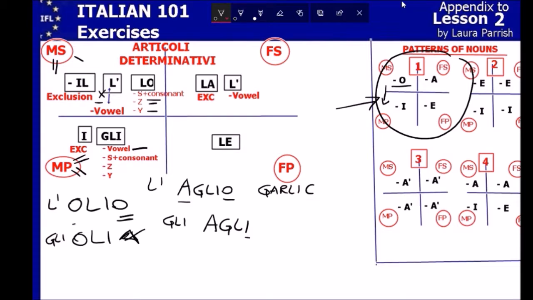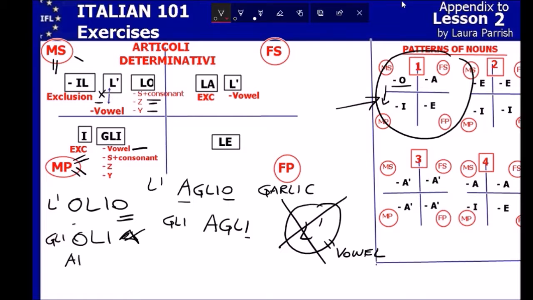Don't make a common mistake. You use L apostrophe, okay, in Italian in front of words starting with a vowel only when they are singular, okay? Only when the words are singular. Never, never, never L apostrophe in front of plural words. Never.